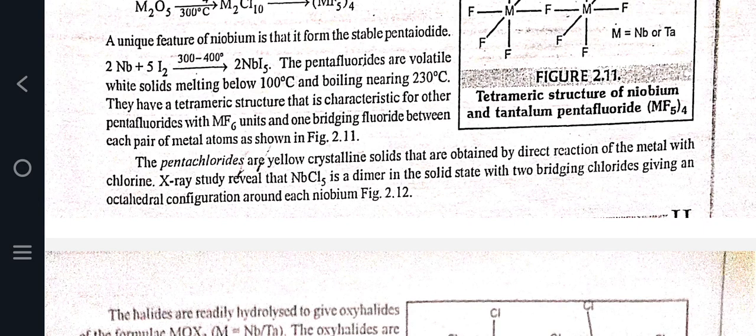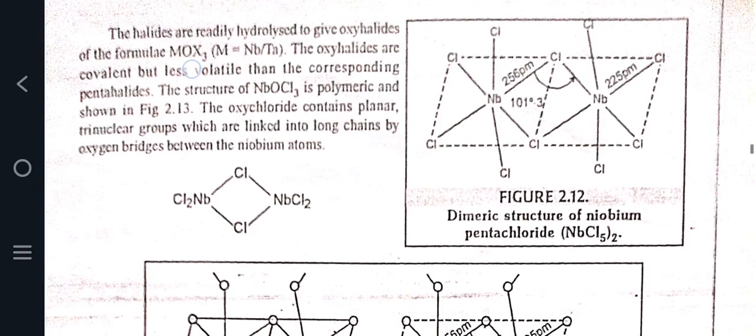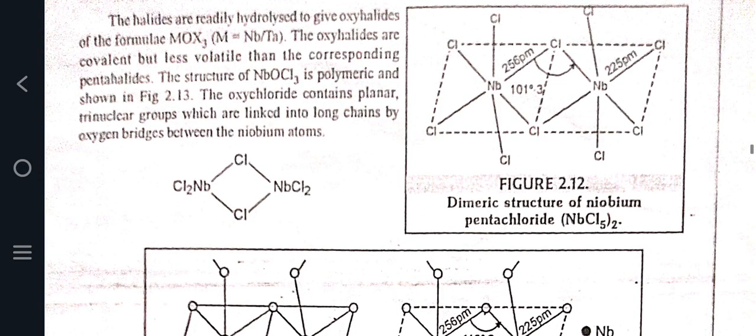The pentachlorides are yellow crystalline solids that are obtained by the direct reaction of the metal with chlorine. X-ray study reveals that NbCl5 is a dimer in the solid state, with two bridging chlorides giving an octahedral configuration around each niobium. The halides are readily hydrolyzed to give oxyhalides of the formula MOX3, where M is equal to Nb or Ta.